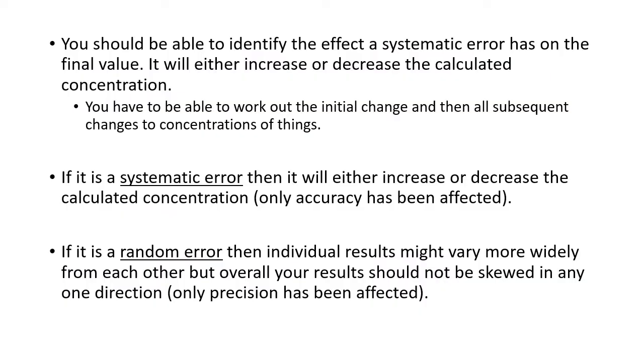Now, you should be able to identify the effect a systematic error has on the final value of a titration. It will either increase or decrease the calculated concentration. You have to work out the initial change, then all the subsequent changes to concentrations of things. If it is a systematic error, it'll increase or decrease the value. If it's a random error, it'll be more widely skewed. We're going to have to suggest possible sources of random error, but not identify whether it will increase or decrease the value, because that's not how random error works.